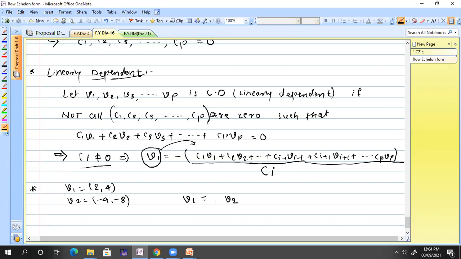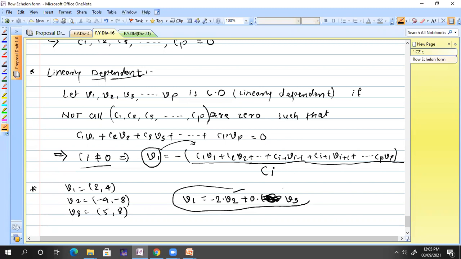Minus 2. That minus 2 is nothing but my constant, which is not equal to 0. If I write V3, which is nothing but 5, 8, I can write this as plus 0 into 5, 8, or 0 into V3. But I have at least one constant which is not equal to 0. That's why I can write this combination.